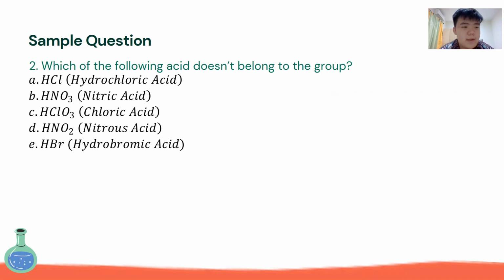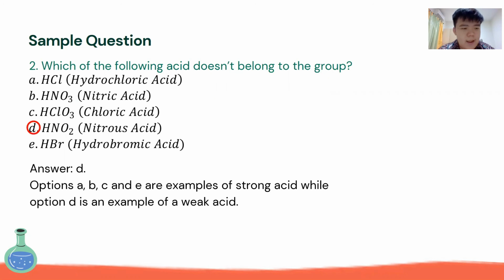Okay, time's up. So the answer is D, HNO2 or nitrous acid. Because options A, B, C, and E are examples of strong acids, while only option D is an example of a weak acid, so it doesn't belong to the group.